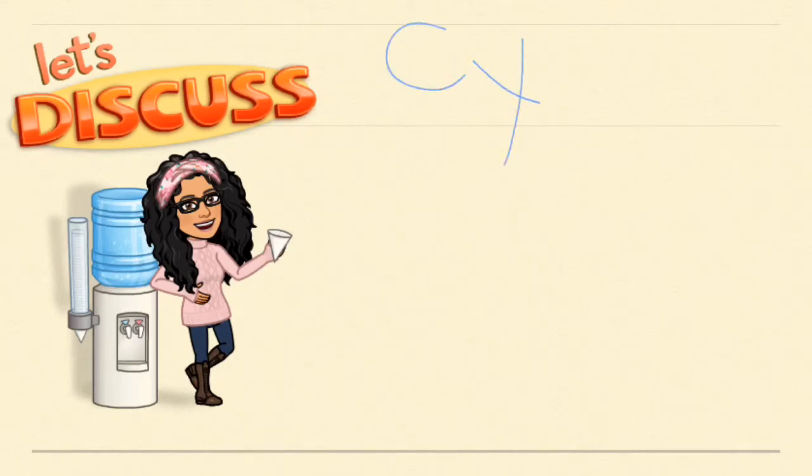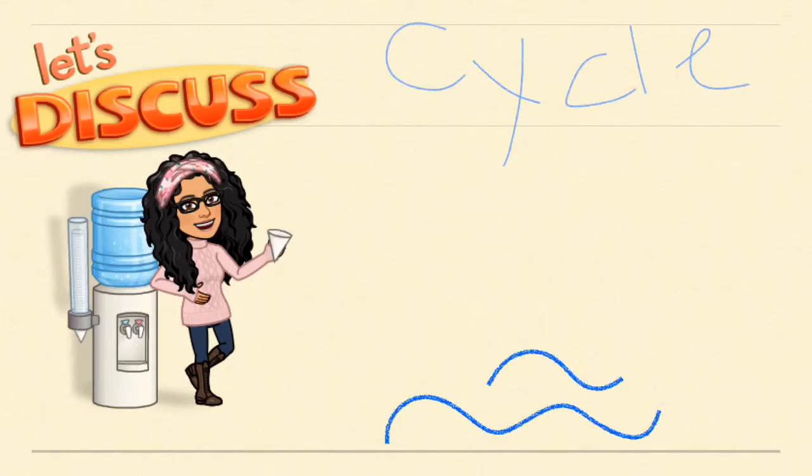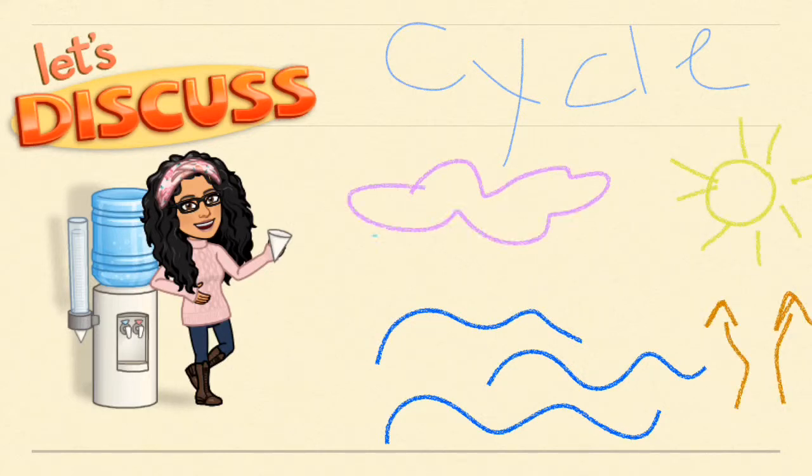Here is a wrap-up of our water cycle. It starts with collection, and then that water is evaporated by the sun, and that water that is evaporated becomes our clouds, and eventually precipitation happens, which can be through rain, snow, sleet, or hail.